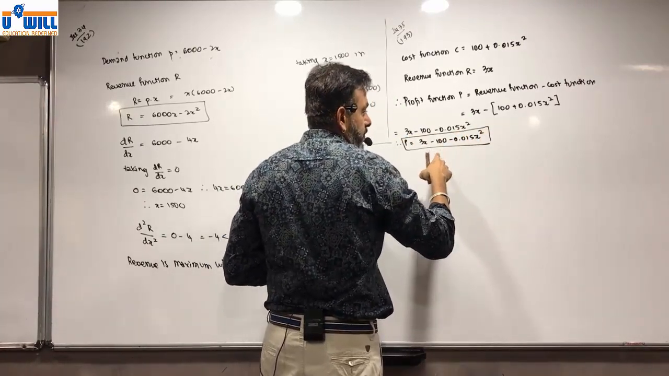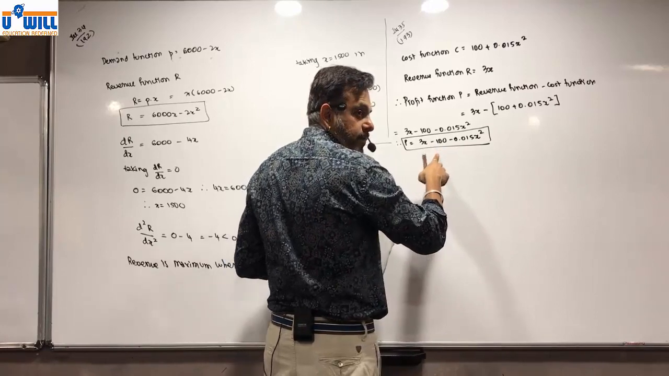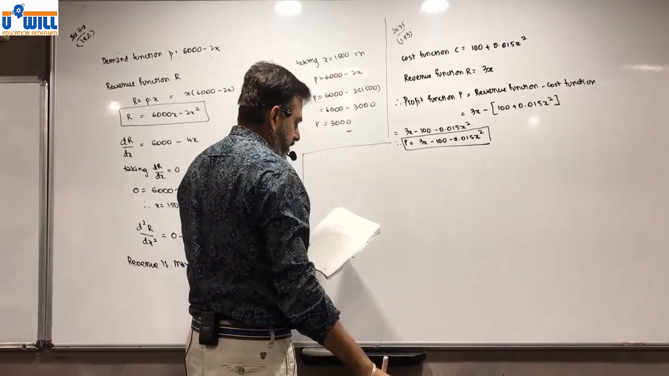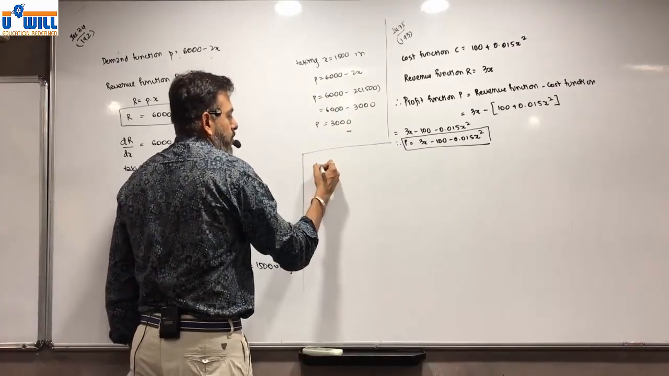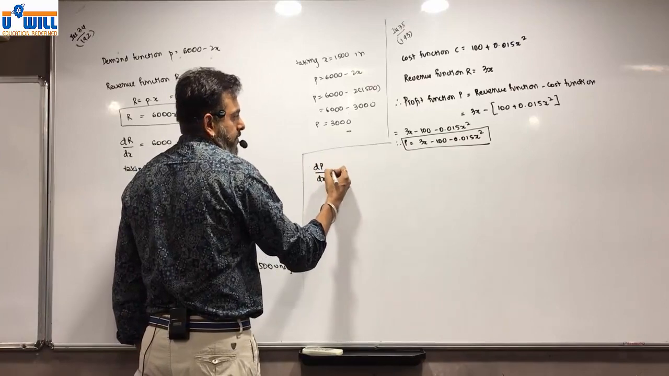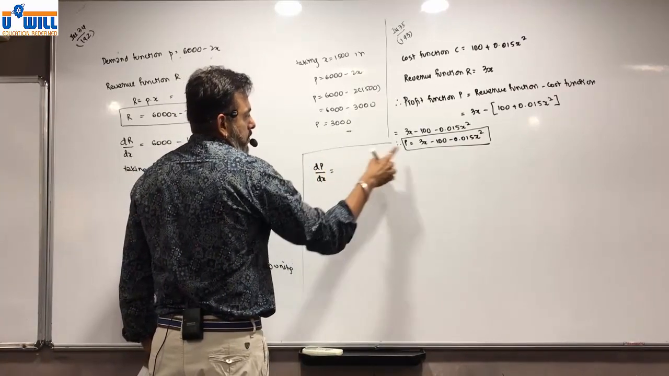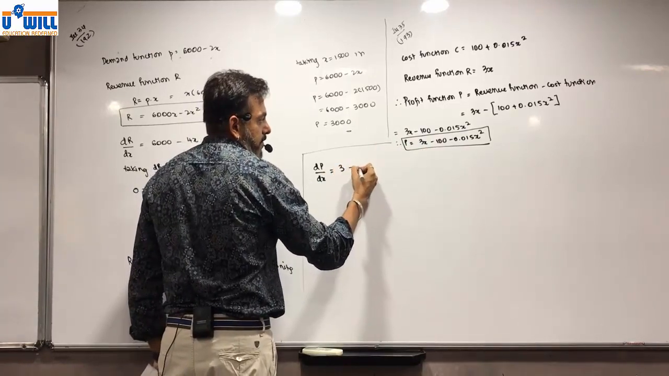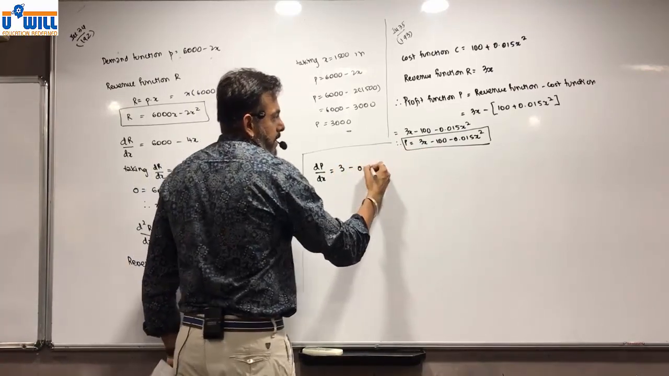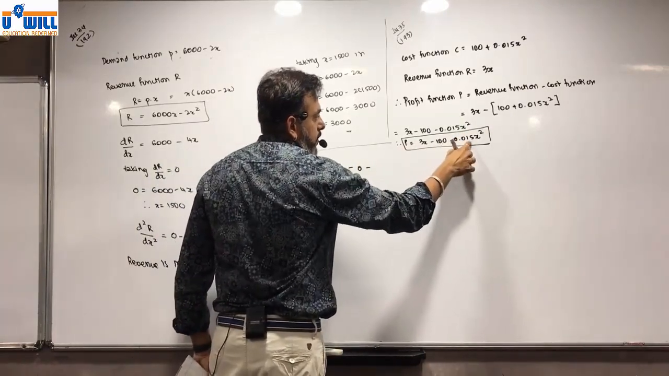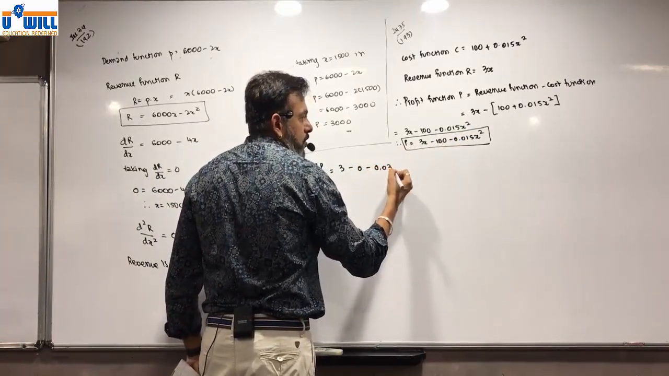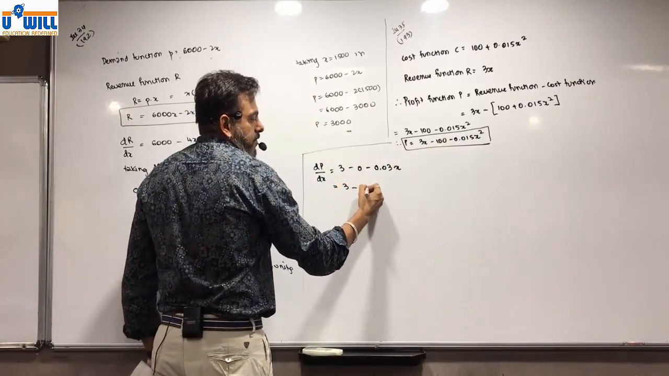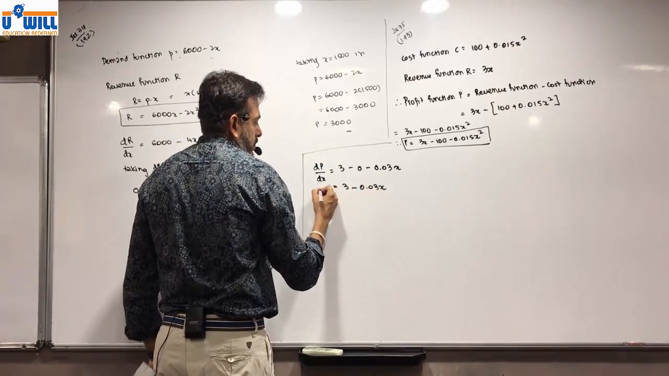Can we simplify anything here? Can we simplify anything? No. So let's proceed. Now first thing we will find is the derivative of profit with respect to x, which is equal to 3x will become 3, minus 100 is 0, minus 2 into 0.015, so 0.03x, which is equal to 3 minus 0.03x.